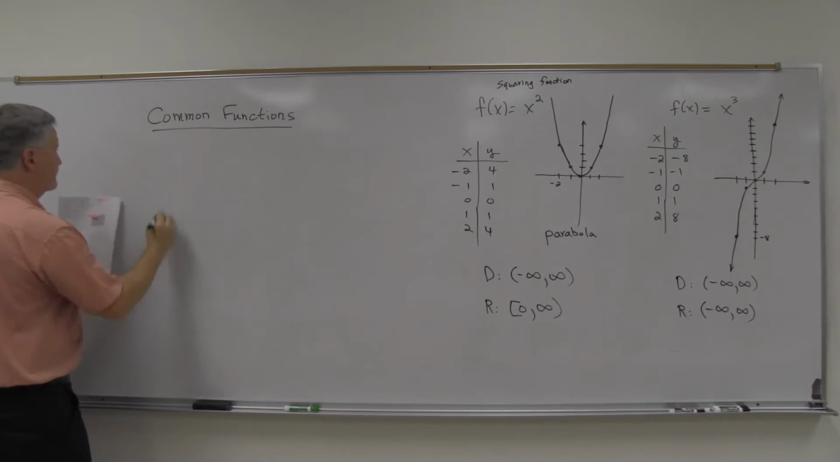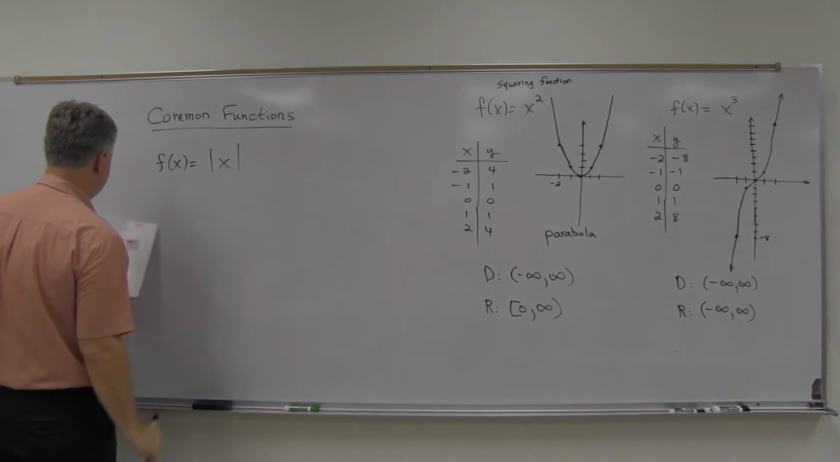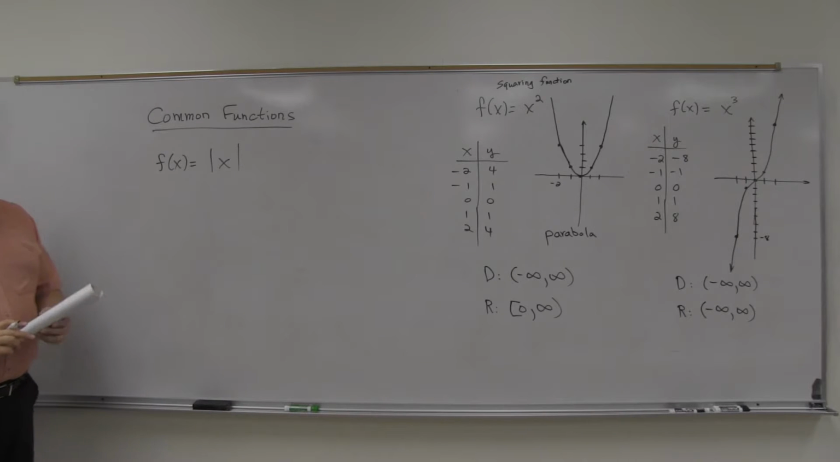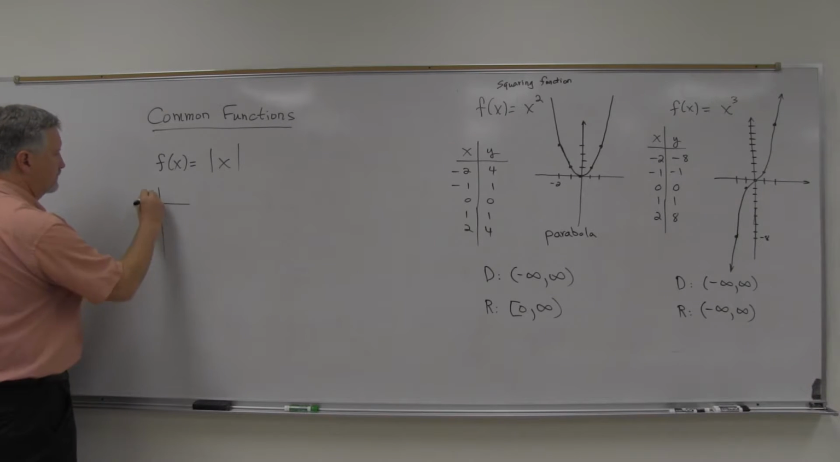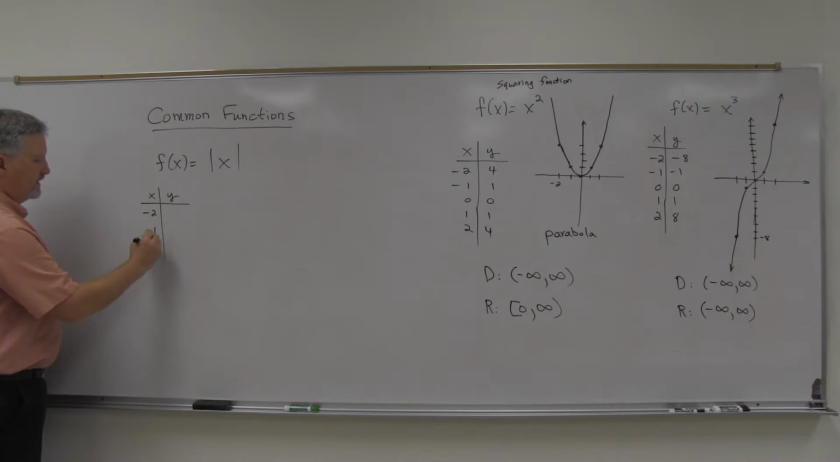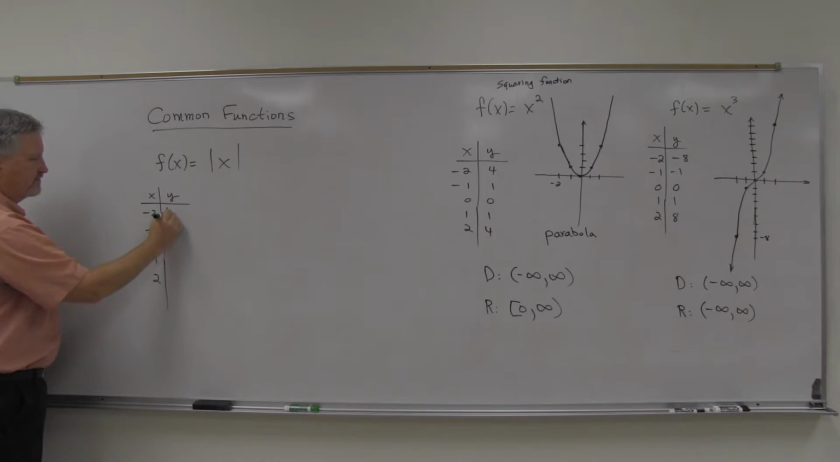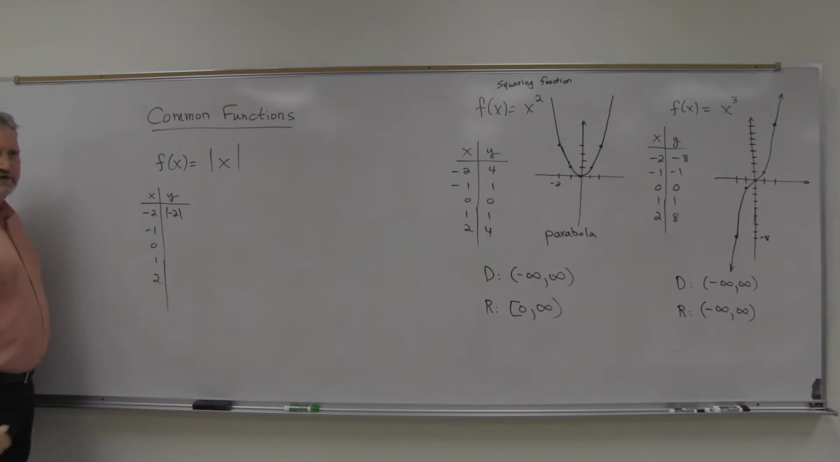Couple more. I'm going to show you. All right, so f of x equals the absolute value function. As far as negative 2 to positive 2 for x goes, you're doing the absolute value. So the y value is going to be the absolute value of negative 2 for the first one there. And the absolute value of negative 2 is positive 2.